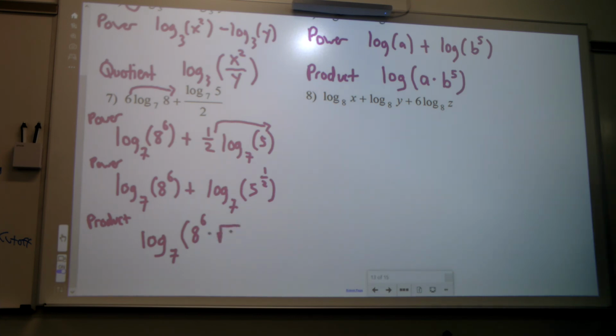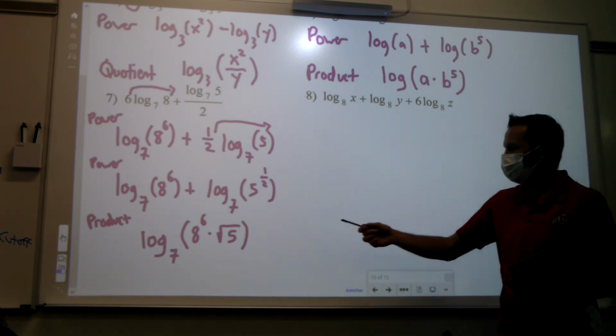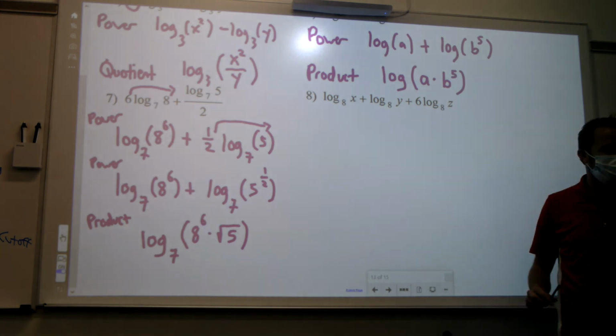Now, guys, what is 5 to the 1 half? 2.5. So that would be half of 5, right? So 5 divided by 2 is 2.5. But if I'm doing 5 to the 1 half power, that's a square root of 5. I'm just going to write it like that. Okay?